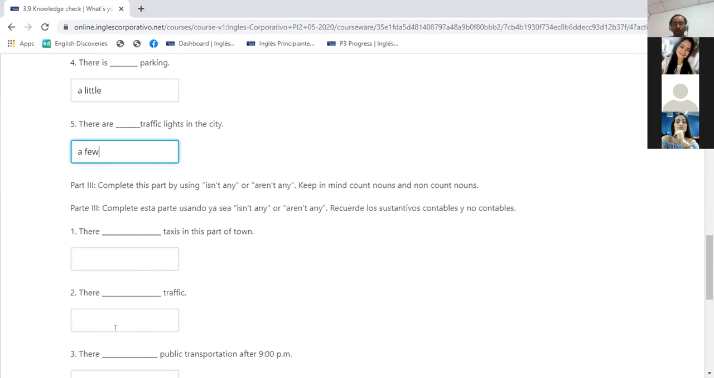Part three. Complete this part using there is or there are, and remember the noun. It's the same. Remember, isn't is singular, aren't is plural. There aren't any taxis. Is taxi singular or plural? Plural. So aren't. Exactly. There aren't.